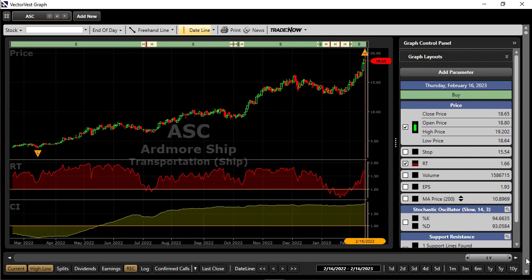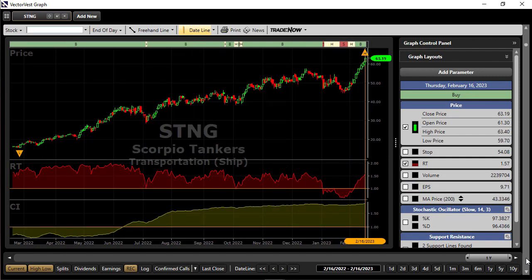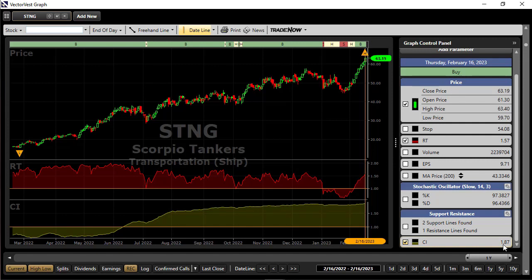But let's just go through these to drill home the type of stock that you're expected to see when you pull up a graph of a high CI stock. Here the CI rating is at 1.87, relative timing at 1.57. The stock has a buy rating, but look at when the RT first crossed above one. Is that an attractive opportunity to enter into a long-term holding after a corrective period, right? Some of the better times to buy growth stocks, fundamentally sound companies, and I haven't even gotten into our fundamental indicators yet, but fundamentally sound companies after an oversold period.